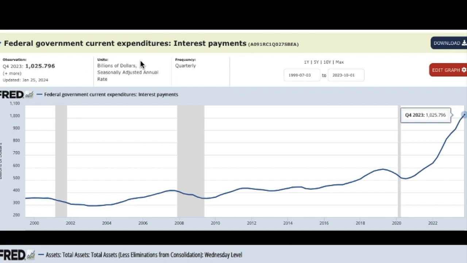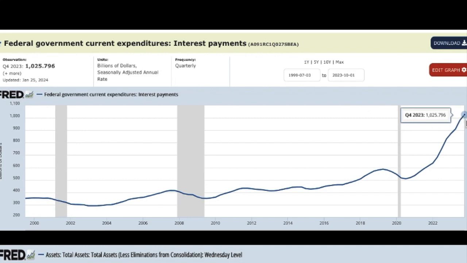It's federal government current expenditures, interest payments. So this is the amount of interest expense that we have on our federal debt, and this is billions of dollars. And if you run up to Q4 2023, it's just over 1 trillion. You can see it's been a huge run up in the expense, which is due to the level of debt that's held, but also the percentage rate that is being paid on some of that debt. We've doubled that in interest expense here, over $1 trillion.